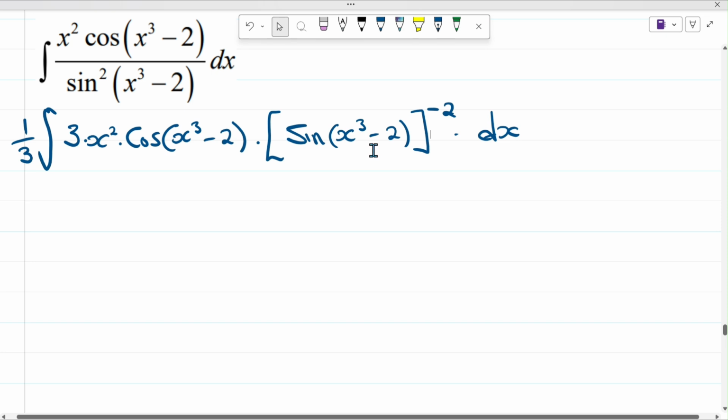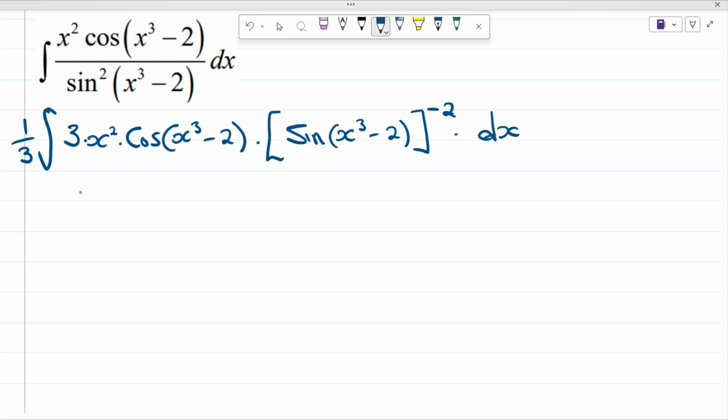If we let sine of x cubed minus 2 be f of x, then the derivative of this is just going to be positive cos of the same argument, multiplied by the derivative of the argument, which is x cubed minus 2 with respect to x, which is 3x squared. So I put the 3 there, and then I put 1/3 outside to cancel the 3 and 3. And then from there, I can make use of the general power rule because my n here is equivalent to -2.